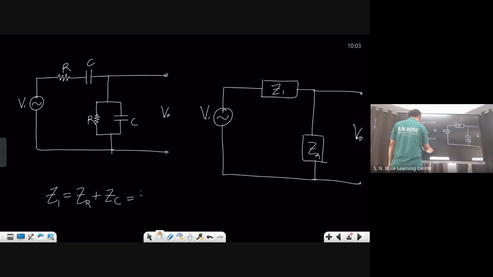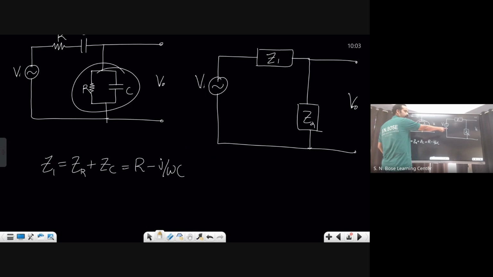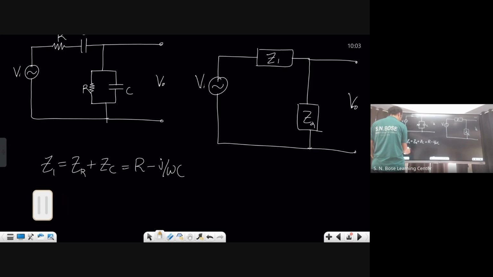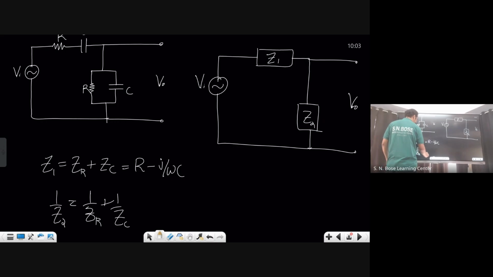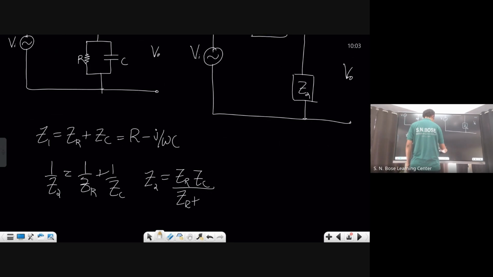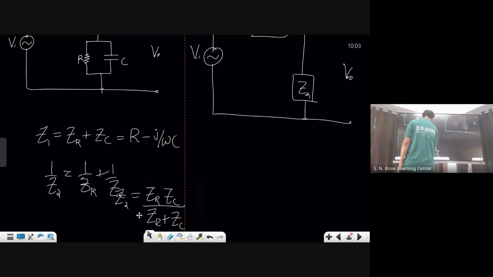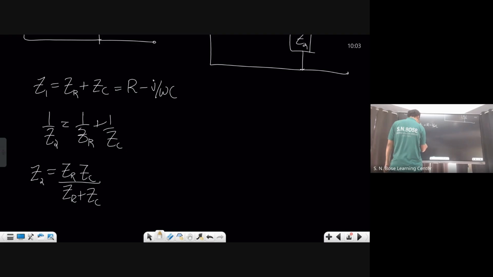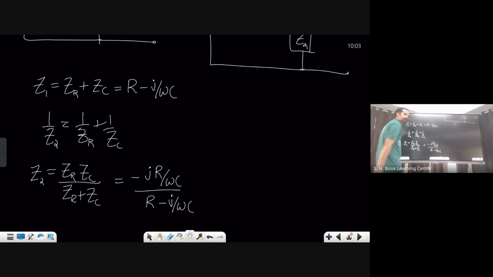Can I write directly? Okay. R minus J by omega C, okay? What is Z2? These two together, I'm writing Z2. Are you okay with this one? Okay, they are in parallel, am I right? 1 by Z2, that's equal to 1 by ZR plus 1 by ZC. Or we can write like this, Z2 is nothing but ZR ZC divided by ZR plus ZC. What is this ZR ZC? That's equal to minus JR by omega C divided by R minus J by omega C. You got my point?